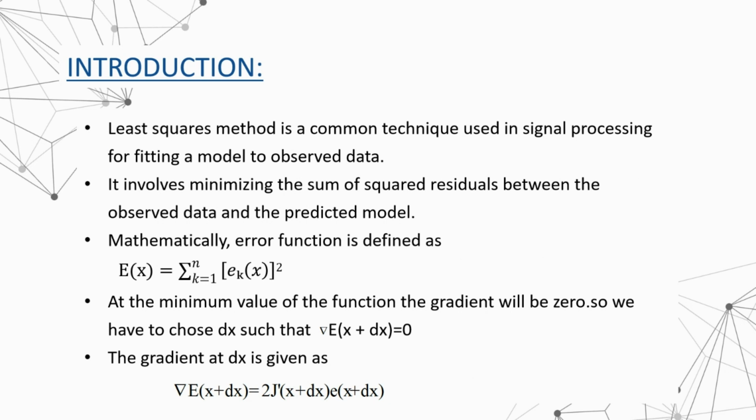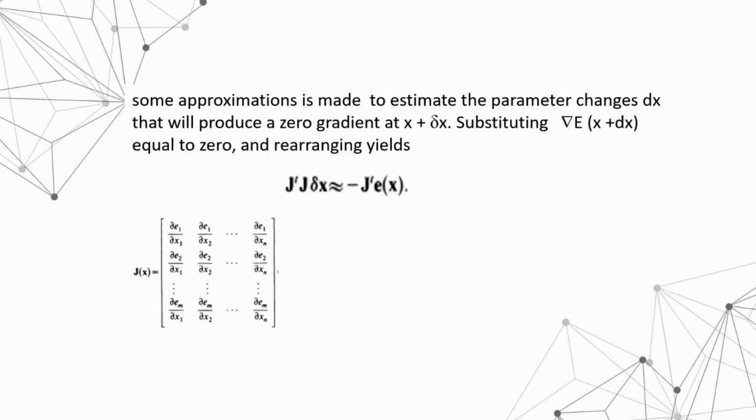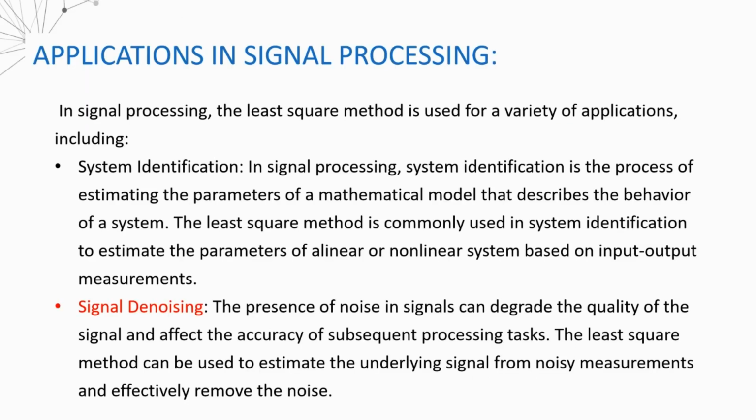So you have to choose del x in each iteration such that gradient of E of x plus del x equals 0. By using some approximations, we'll get the final equation as J transpose J del x equals minus J transpose E of x. We have to find del x in each iteration, where J is the Jacobian matrix and E is the column matrix of E1 of x, E2 of x, and so on, of En of x.